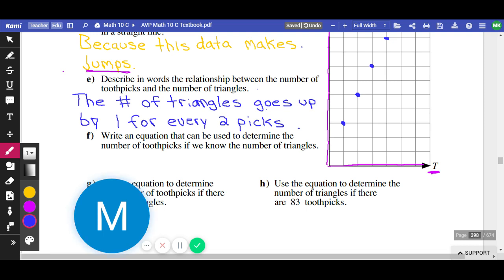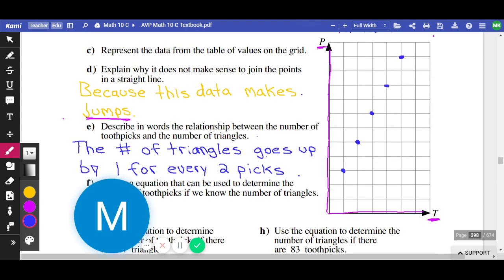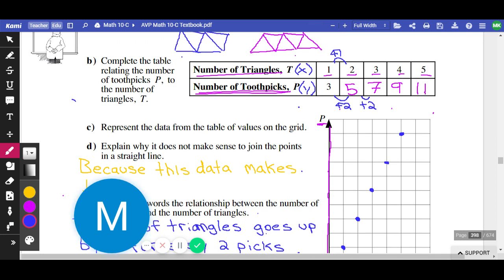Awesome. This says write an equation that can be used to determine the number of toothpicks if we know the number of triangles. That's something that was harder from last year. One of the harder things you guys would have done. What you want to do is you want to look at your data up here. I think it's easier to look at the chart for now. In the future, we'll look at the graph. You're going to write this out using T and P in some sort of mathematical equation. The trick is to figure out how much you're jumping up by. So that's why you guys would have done these little jumps right here.